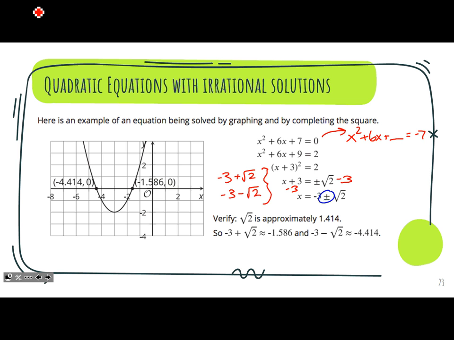Now, negative 3 plus root 2 is this answer over here. And you can verify with a calculator that it is in fact correct. And negative 3 minus root 2 is this number. So the lovely part about completing the square is that it can uncover these roots that are not whole numbers. And that's really where its true power lies.